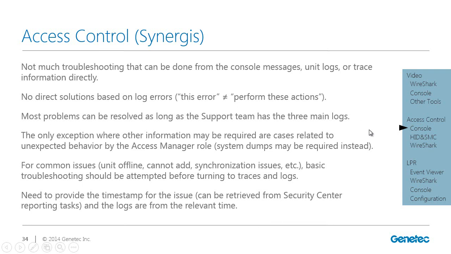Now, one important thing to mention is that all three pieces of information are needed to diagnose an issue properly: the console traces, the HID or SMC logs, and the Wireshark traces. The console may tell us if it's not an issue with the Security Center system, but without the HID unit logs, our support team won't be able to tell if the problem is on the HID unit or perhaps a network issue.